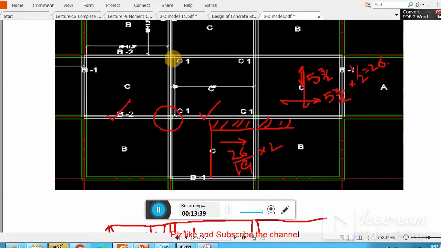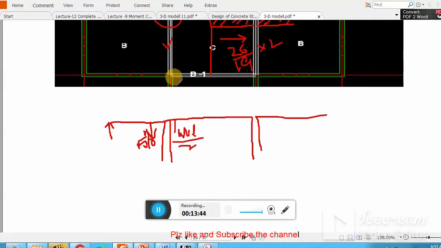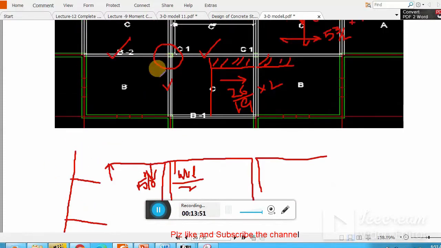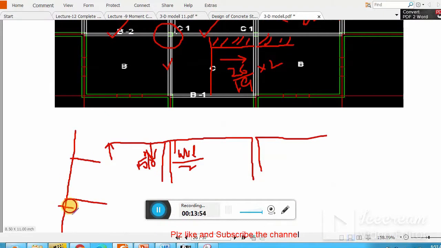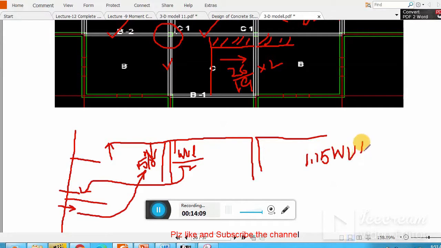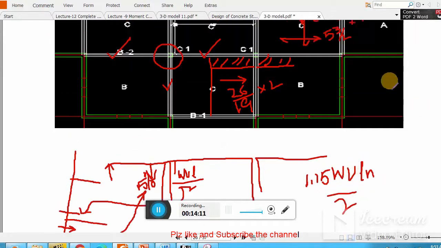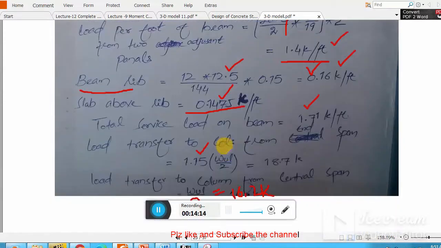Similarly, for this beam as well, this is my end span and this is my central span. If I draw the diagram this way, this is my beam, this is my column, this is my column, and that is my beam. From that side I have 15% more, and from that side I have the same. Clear? And from this side I have this 15% more reaction. 15% more means 1.15 times WuLn divided by 2. Clear? So you don't need to be confused in this calculation.